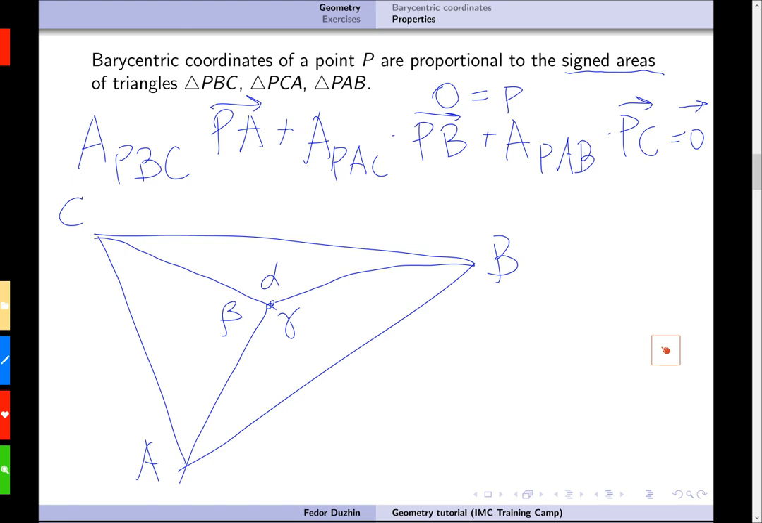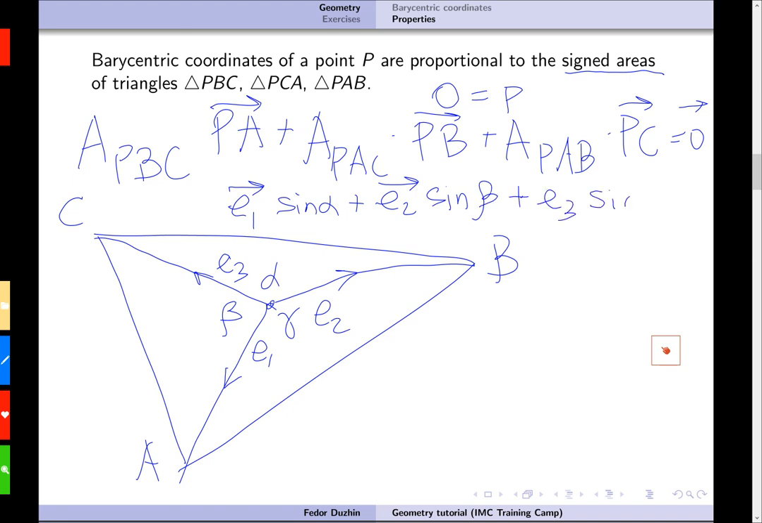If we introduce unit vectors from P to A, say this is the unit vector E1, from P to B, this is going to be the unit vector E2, and from P to C, this is going to be the unit vector E3. Then what we need to prove really is that E1 times sine of alpha plus E2 times sine of beta plus E3 times sine of gamma is the zero vector. So how can we prove this?